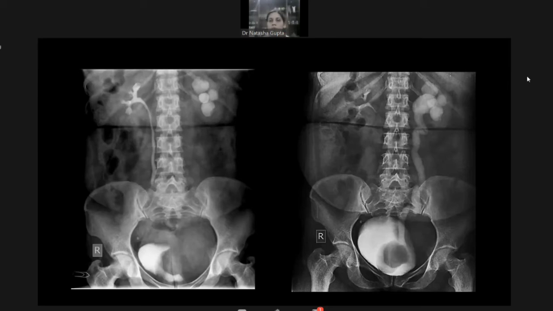So what else would you like to do now? Going on to the next modality, what would you require? Characterize it using an ultrasound. Right. So first we would like to go in for an ultrasound. Okay, you can change the slide. You have the controls. Yes, ma'am.